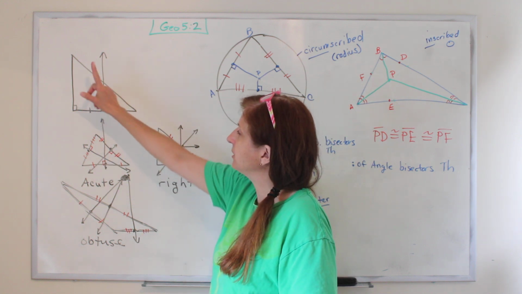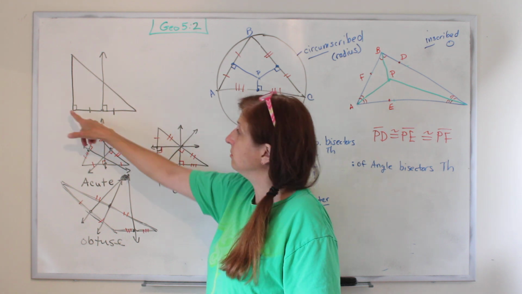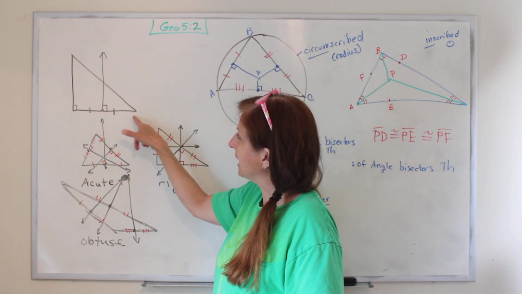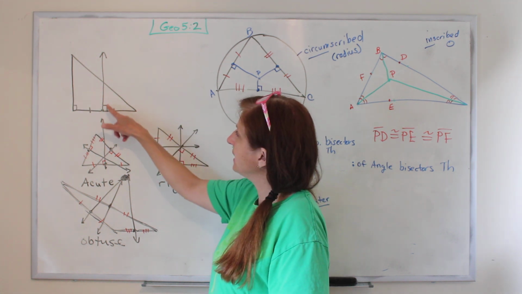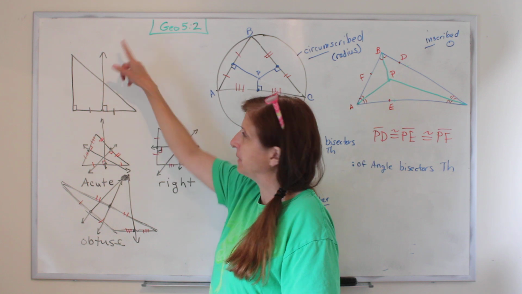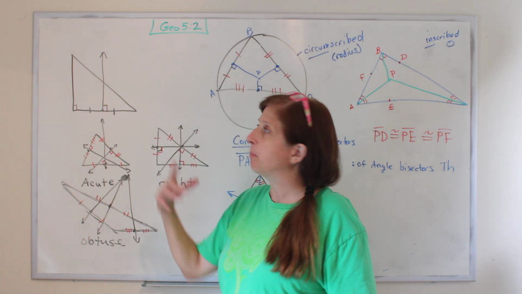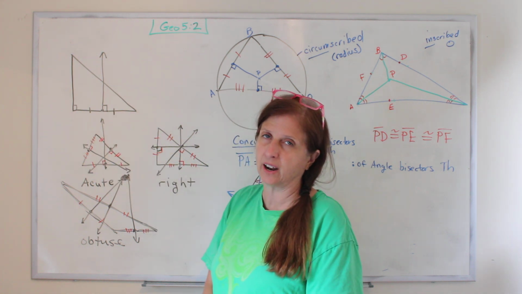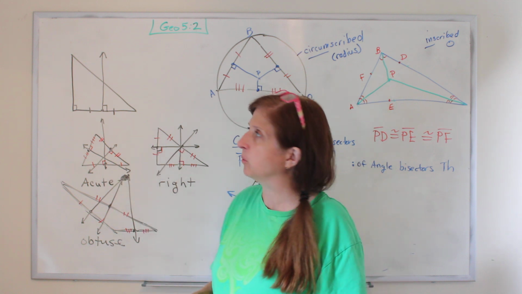So here I have a triangle, and this is a right triangle. We can tell right here. And I have decided to bisect, or cut in half, this side of it. I did it where the line coming out is at a right angle, so it is a perpendicular bisector of that side of the right triangle. If you don't understand that, watch section 5.1.